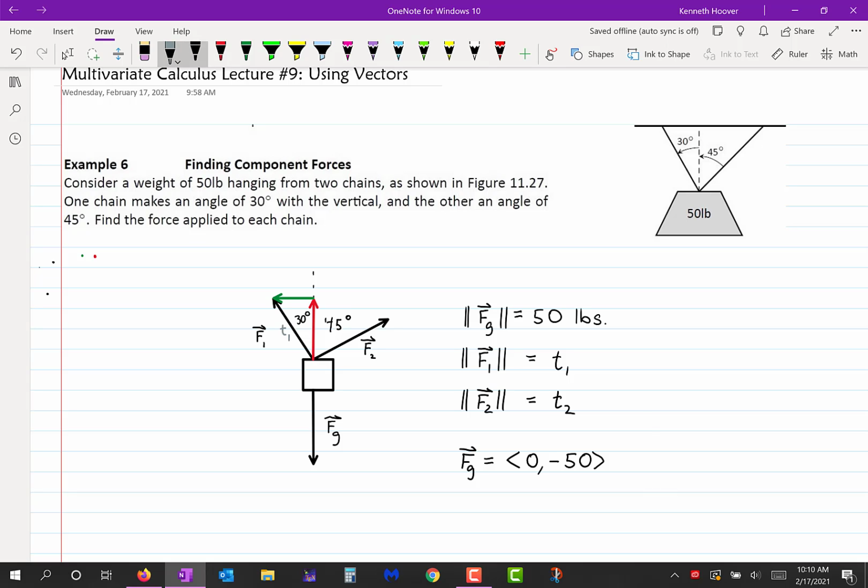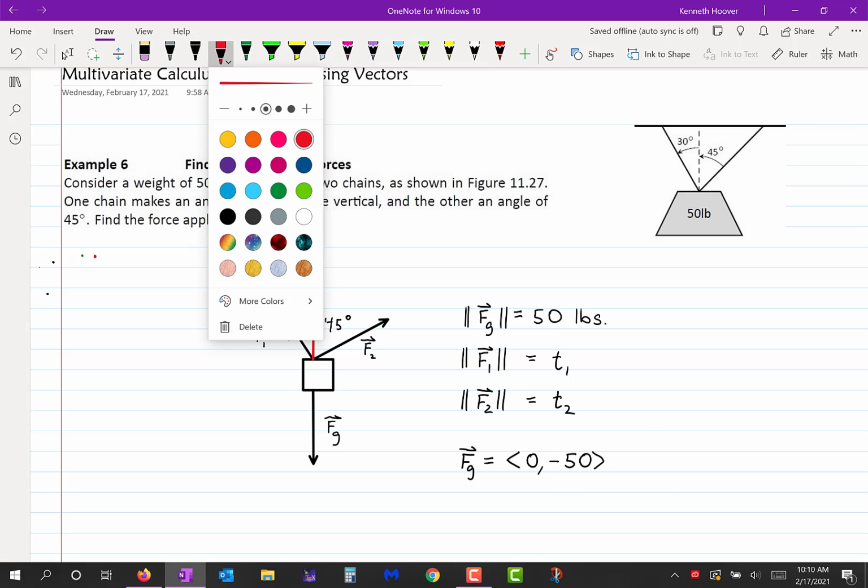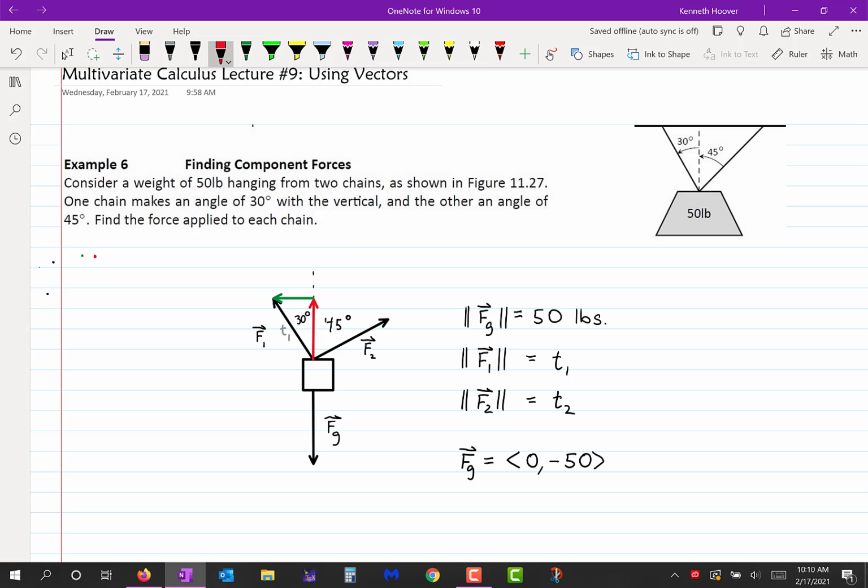So how long is the red arrow? I think you already know, don't you? Wouldn't the length of the red arrow be T1 cosine of 30 degrees? How long is the green arrow? The green arrow is a length of T1 sine of 30 degrees.